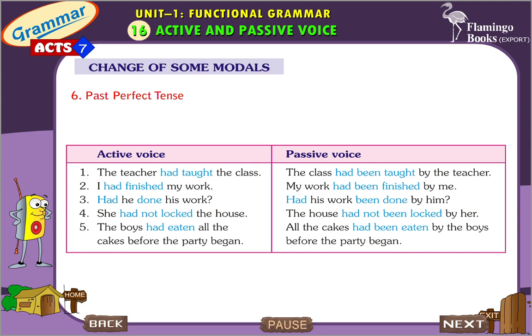I had finished my work. My work had been finished by me. Had he done his work? Had his work been done by him? She had not locked the house. The house had not been locked by her. The boys had eaten all the cakes before the party began. All the cakes had been eaten by the boys before the party began.